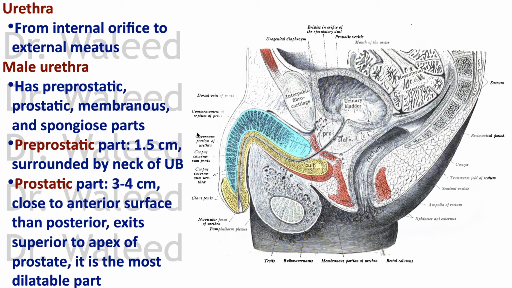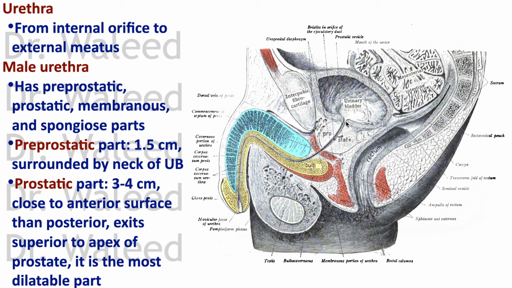Now, there's part of the urethra inside the prostate, which is the prostatic urethra. The male urethra starts from the internal orifice, in the neck of the urinary bladder, to the external meatus at the tip of the penis. This is the male urethra.